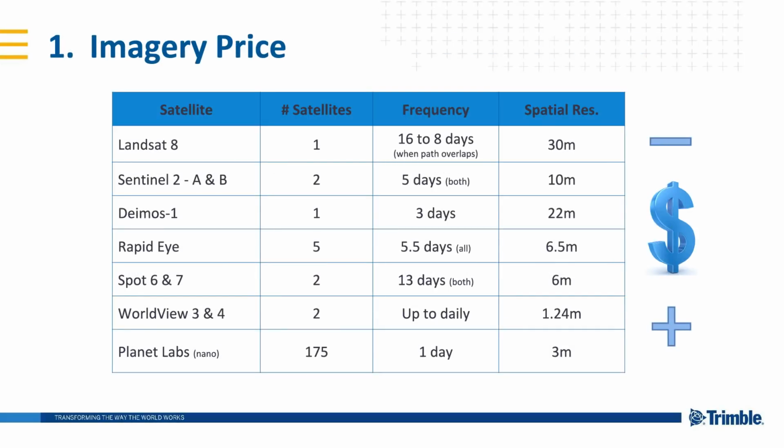Let's start with Imagery Price. Here's a sample of the most common satellites used for precision agriculture. The main drivers of Imagery Price are frequency and spatial resolution. Frequency means how often a satellite will take a picture of your farm. Spatial resolution is the minimum area seen by the satellite from space. I'll explain this a little bit better later. As frequency and spatial resolution increases, the cost of image also increases. This is why you should always ask for the satellite specs when you are evaluating your options.